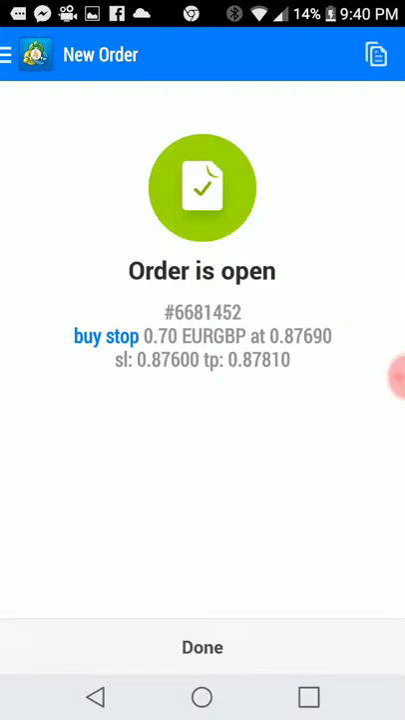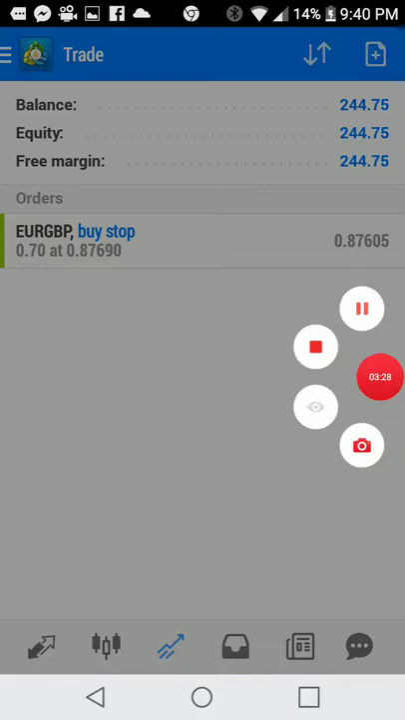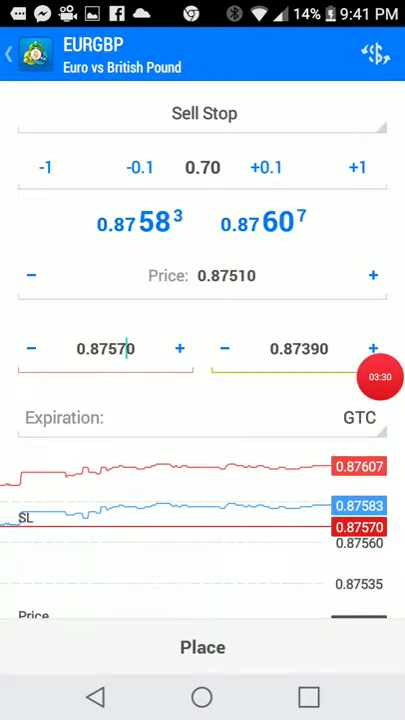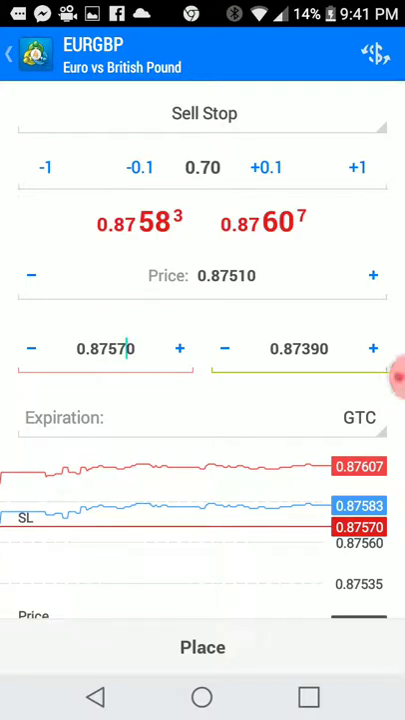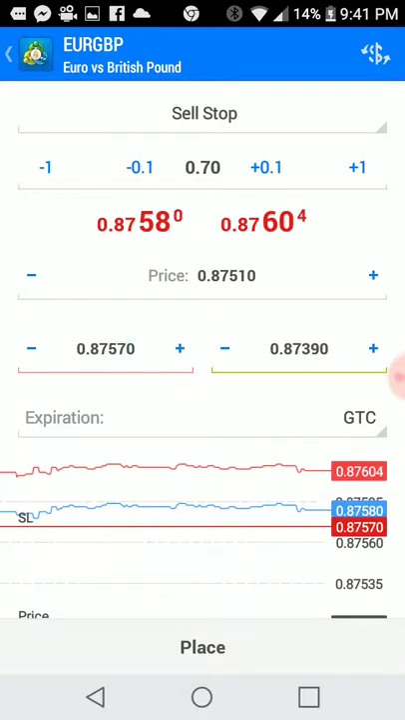And we'll do the same thing below. And in this case, we're looking at a sell stop of 0.7 lots. 87.51 is our entry level down to 87.39, and a stop loss of 87.57. And let's go ahead and place that.